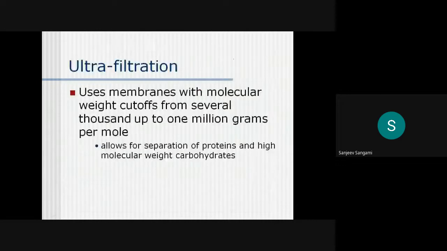Then ultrafiltration uses membranes with molecular weight cutoffs from several thousands up to 1 million grams per mole. Okay, whatever the ultrafiltration is, definitely it is going to use the membrane. I already explained. Whatever we are discussing now uses the membrane with molecular weight cutoffs from several thousands up to 1 million gram per mole.